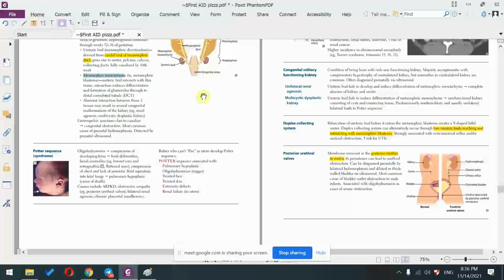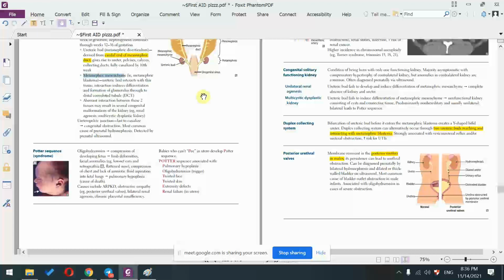So let's think about this. Ureteric bud, guys, tell me please, which of the following structures comes from an ureteric bud? 1. Collecting duct. 2. Glomerulus. 3. Distal convoluted tubule. Okay, 1. Excellent. It's the collecting duct.